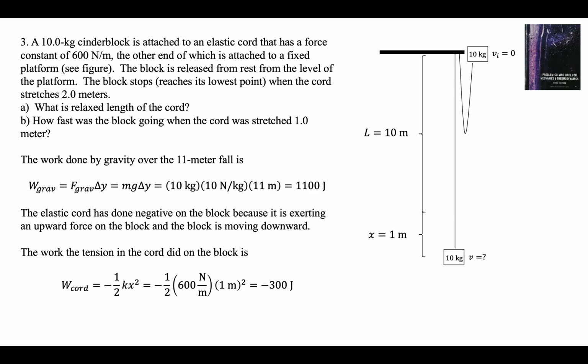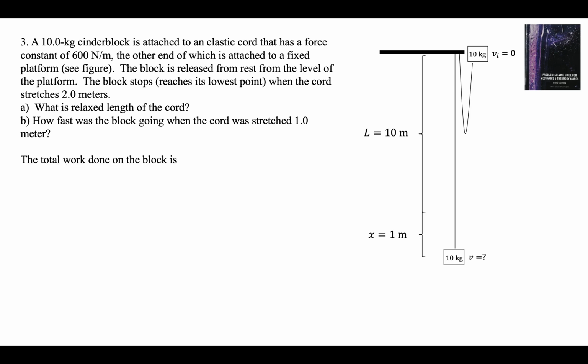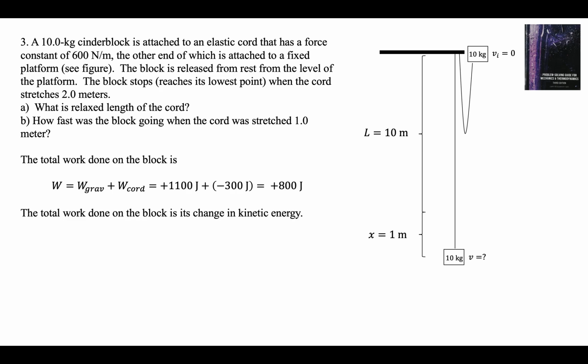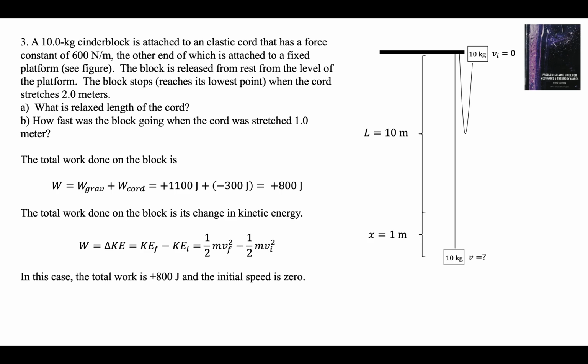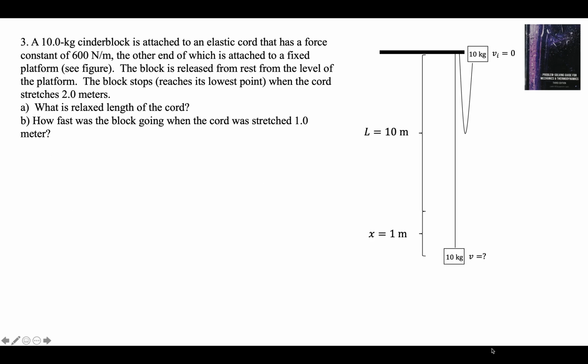Gravity made a deposit of plus 1100. The cord took away 300 joules. The total work done on the block is plus 800 joules. And there's some kinetic energy in the block as a result, and we can calculate this. V initial is 0 at the very top. We know the total work done is 800. We have one unknown, and that's the final speed. Solving for the final speed, we get 12.6 meters per second, and that's the answer to part B.